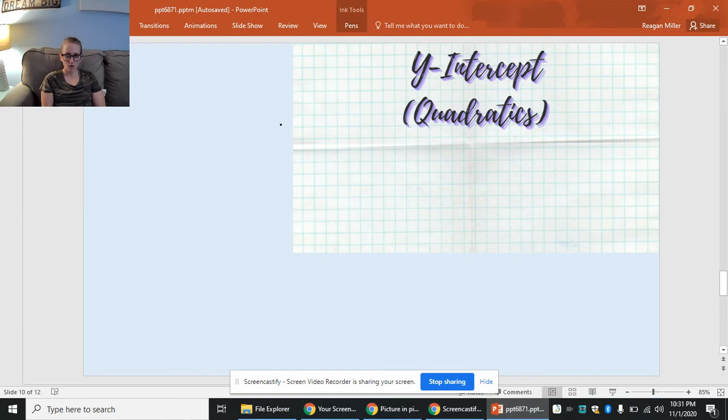Hey, y'all, let's talk about the y-intercept when we're working with quadratics and writing out our 9 things that we know about them. Okay, so our y-intercept is going to be where the parabola touches the y-axis. Okay, so right here, this vertical axis that goes up and down is our y-axis, this one here. So that right there is going to be our y-intercept.